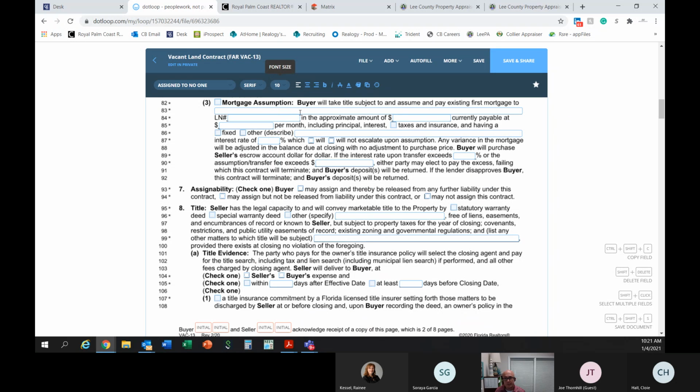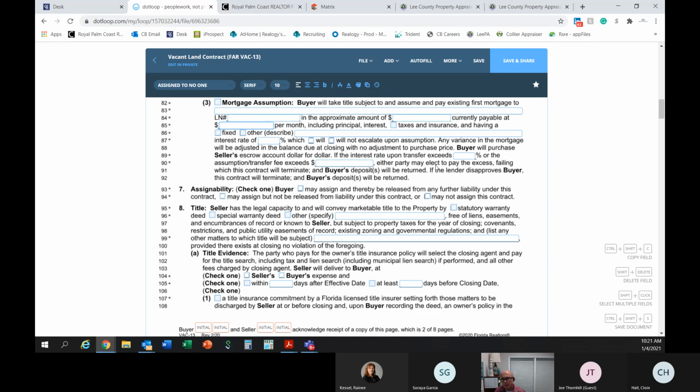Okay, mortgage assumption. Buyer will take title subject to and assume and pay existing first mortgage to blank with loan number in the approximate amount of blank currently payable at blank per month, including principal, interest, taxes and insurance, and having a fixed or other describe interest rate of blank, which will or will not escalate upon assumption. Any variance in the mortgage will be adjusted in the balance due at closing with no adjustment to the purchase price. Buyer will purchase seller's escrow account dollar for dollar.